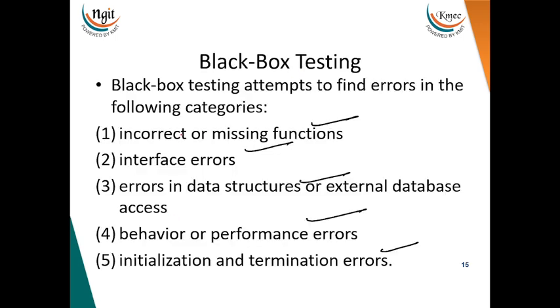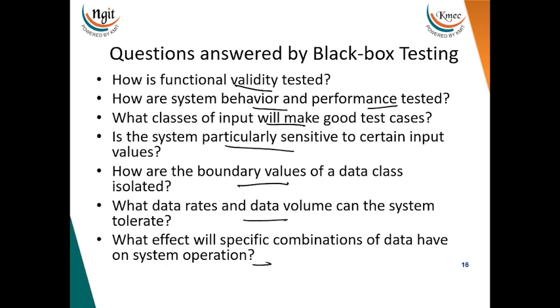Black box testing, why do you want to do it? It finds the following: incorrect or missing functions, incorrect interfaces, errors in data structures, behavior or performance errors, and initializing and terminating errors. These are the things we are looking for. Question and answer: is the function you tested valid, is the system behavior and performance good, is the class input good, case sensitivity, boundary values, volumes are checked here. We are going to see all those in black box testing.